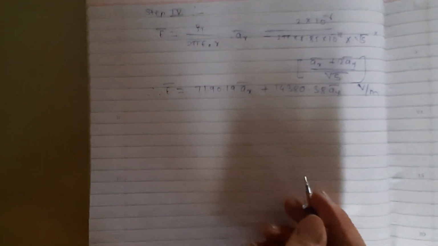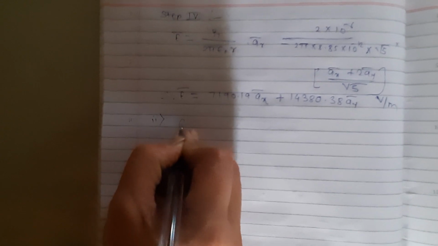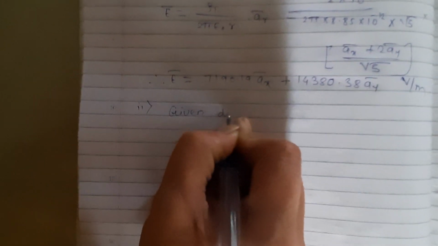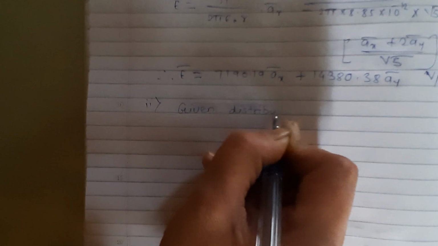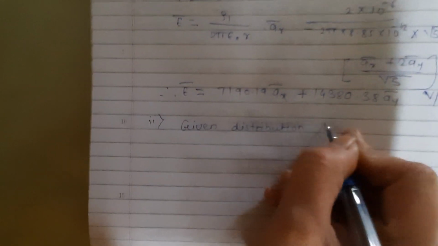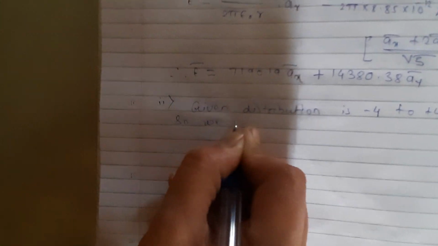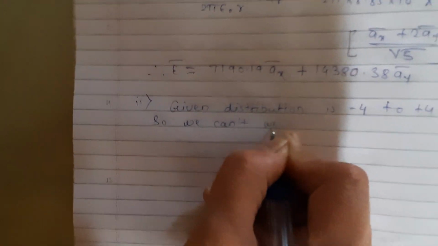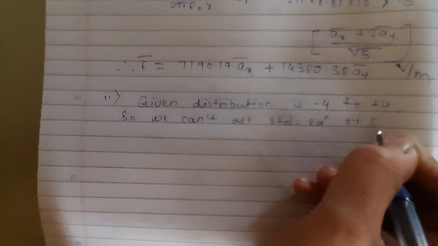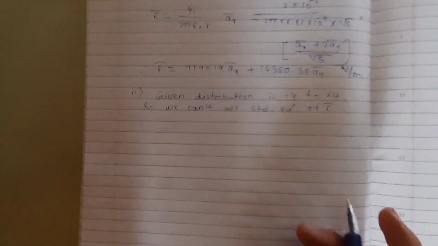but the given distribution is from minus 4 to plus 4. So we cannot use the standard equation of E bar. So we have to use the basic method to calculate the E bar.